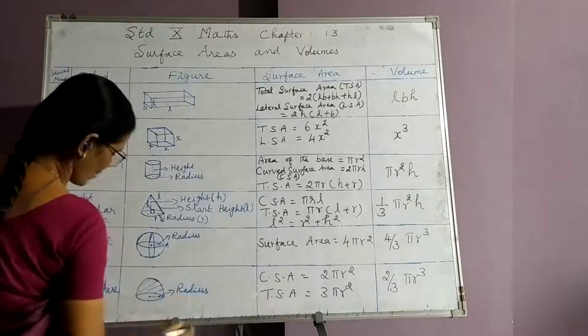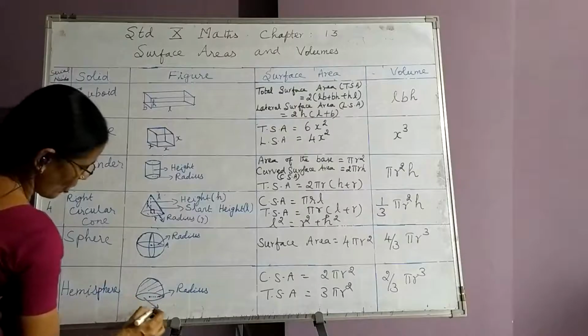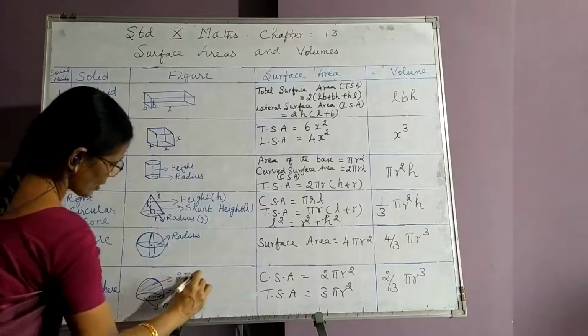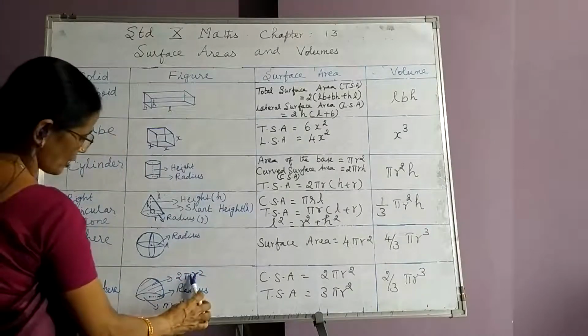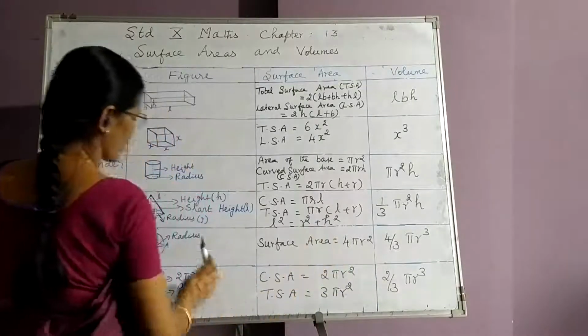If it is total surface area, we include the base also. We know the base is in the form of a circle, which is pi r square. Curved surface area, we know it is 2 pi r square. Therefore, what is total surface area? 2 pi r square plus 1 pi r square becomes 3 pi r square.